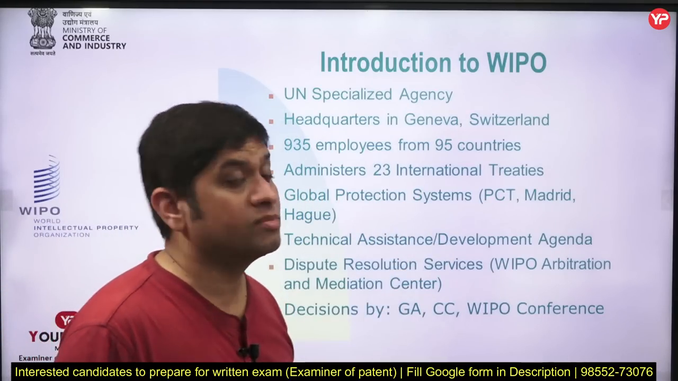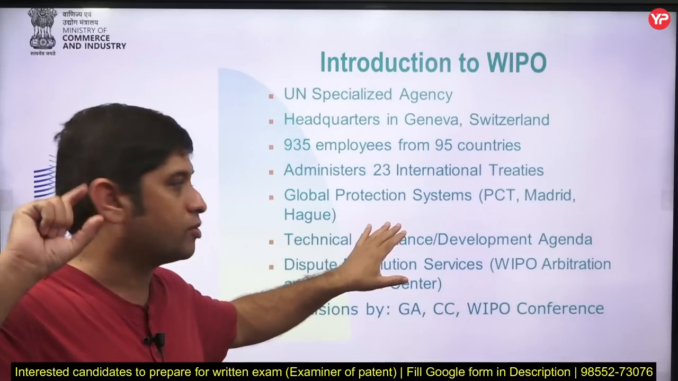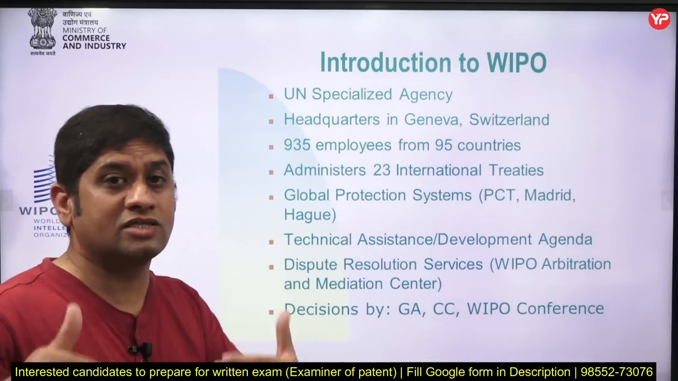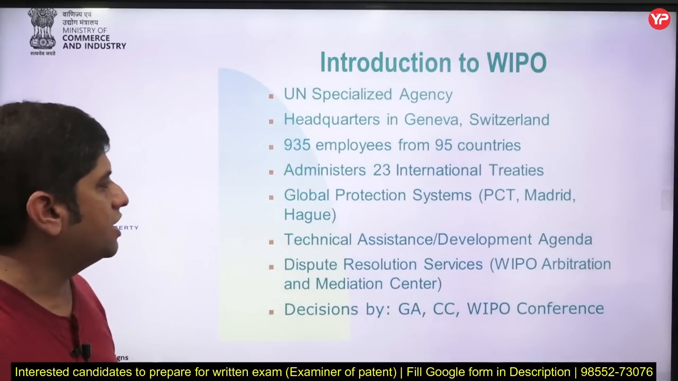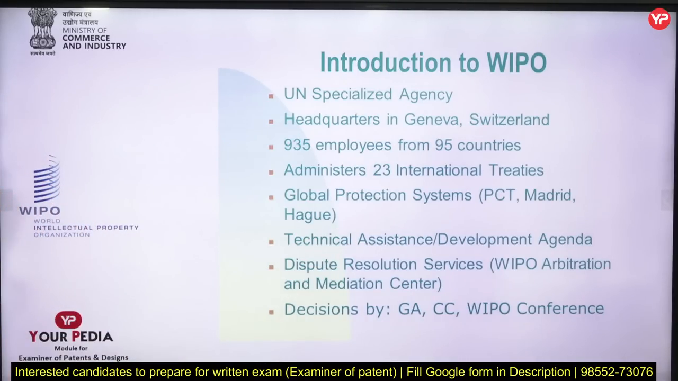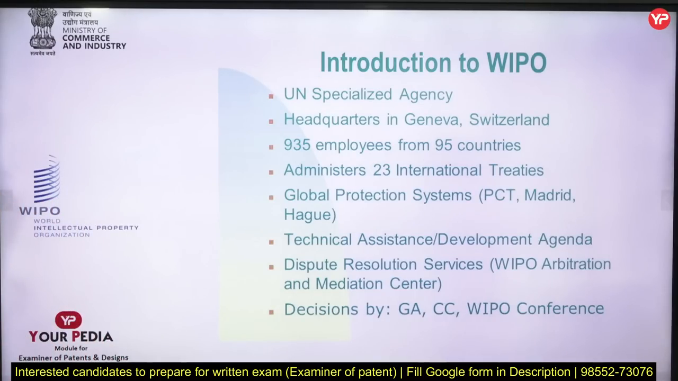Where is the global protection system? A direct question can come in the exam. The global protection system of WIPO is located in which country? You will say Madrid in Spain, the Hague, or something like that. So they are in different countries. The technical assistance and development agenda, it talks about that. Dispute resolution services, it talks about that.